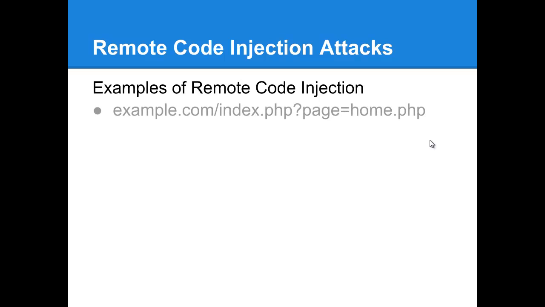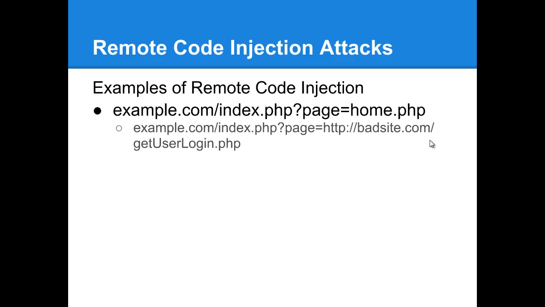Example of remote code injection. This one would be example.com is the website, index.php is just the root file, and you are giving it a query string of page equals home.php. So it's looking for home.php in your folders, and it's just going to load that inside of index.php by an include or a require.